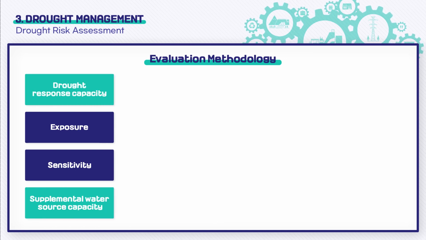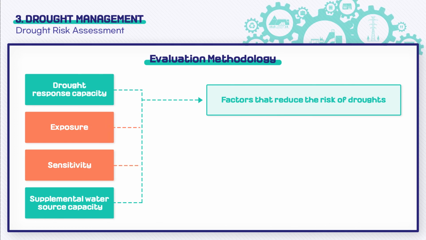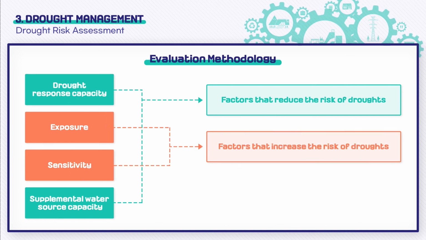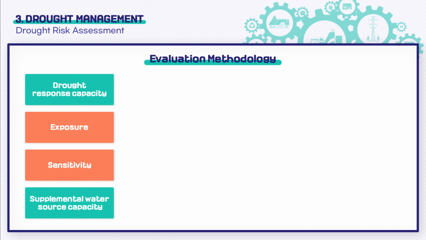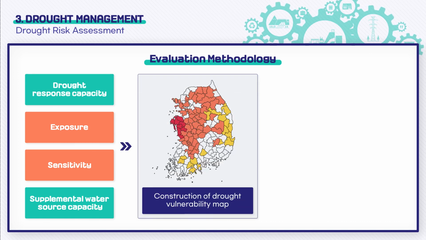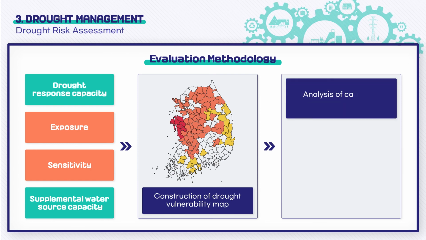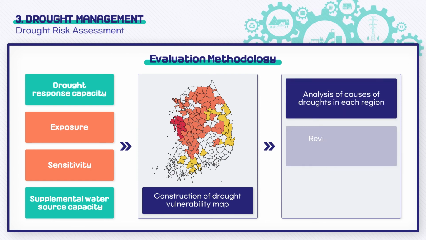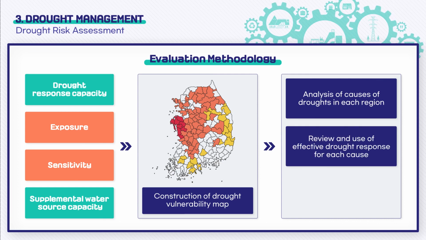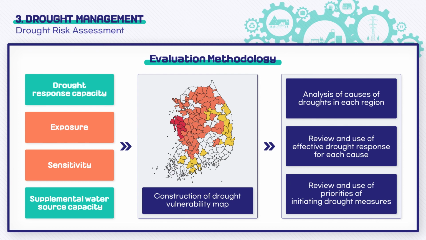Drought response capacity and supplemental water source capacity are factors that reduce the risk of droughts, and exposure and sensitivity are factors that increase the risk of droughts. Weighted values are used to evaluate all regions of the country using the same evaluation standards to derive the regions with the highest to lowest drought risks. This risk evaluation result finds the cause of droughts in each region, establishes an efficient response to suit each cause, and reviews the priority of regions that require investments.